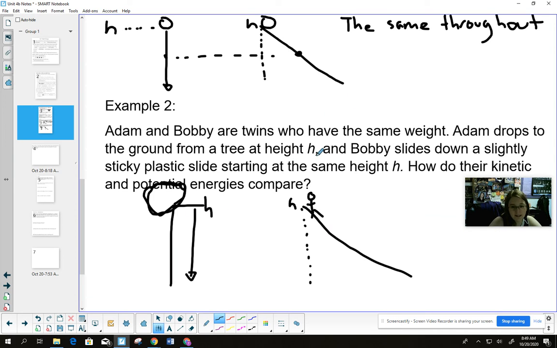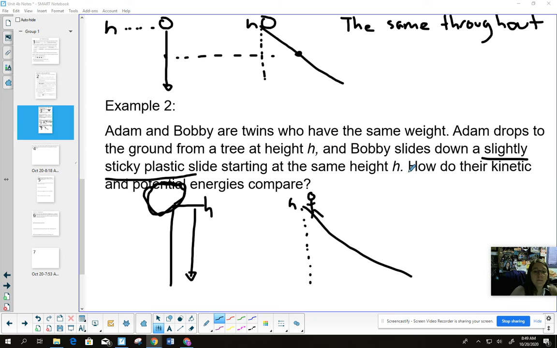They're starting at the same height. And I never really clarified this, but you need to understand, height means straight up from the ground. This is not referred to as the height, right? That length is the distance traveled. It's not the height. This is the height from the ground. Now, this slide is slightly sticky and plastic. If you've ever gone down a slide before, think about it like that. How do their kinetic and potential energies compare now?